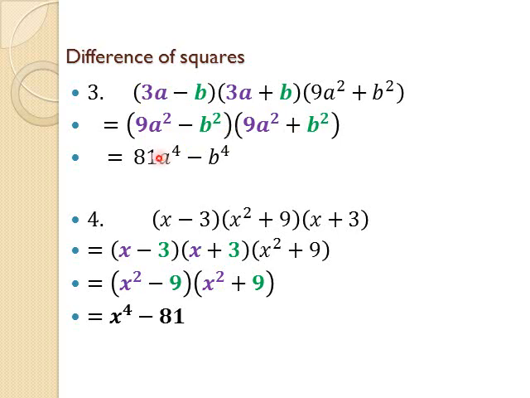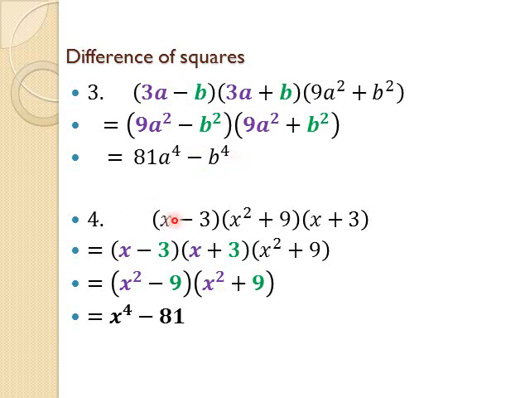So 9 times 9, 81. A squared times a squared, 2 plus 2 gives me a to the power 4. Negative times positive gives me negative. B squared times b squared gives me b to the power 4.